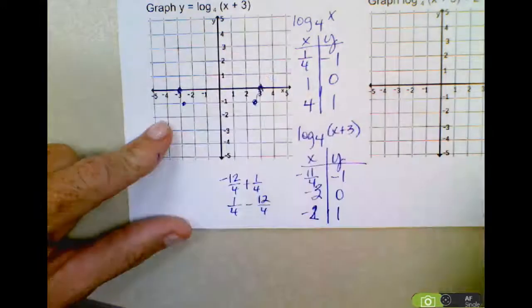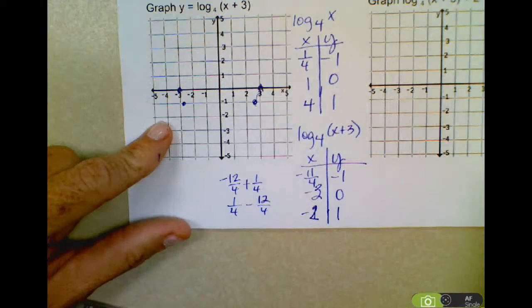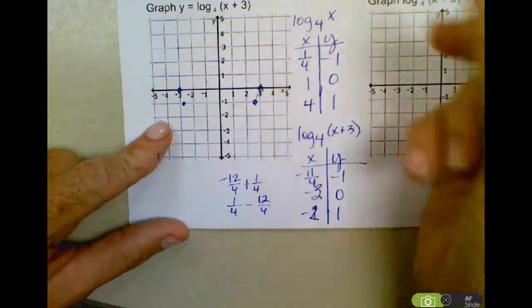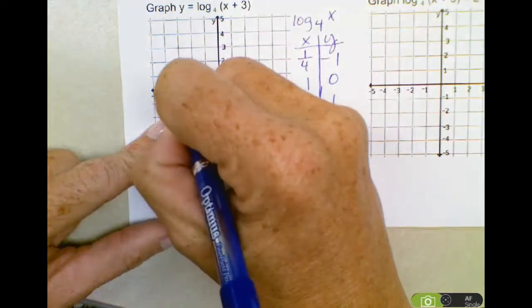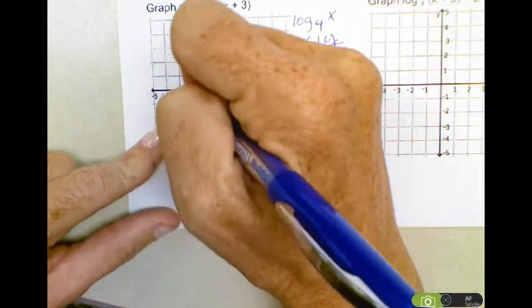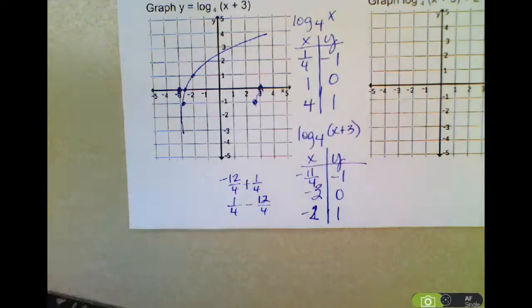-3, 0, and -2, 1. Not that point there. So your graph should be going something like this. That was a rough problem for me. I apologize for that. We'll do better next time.